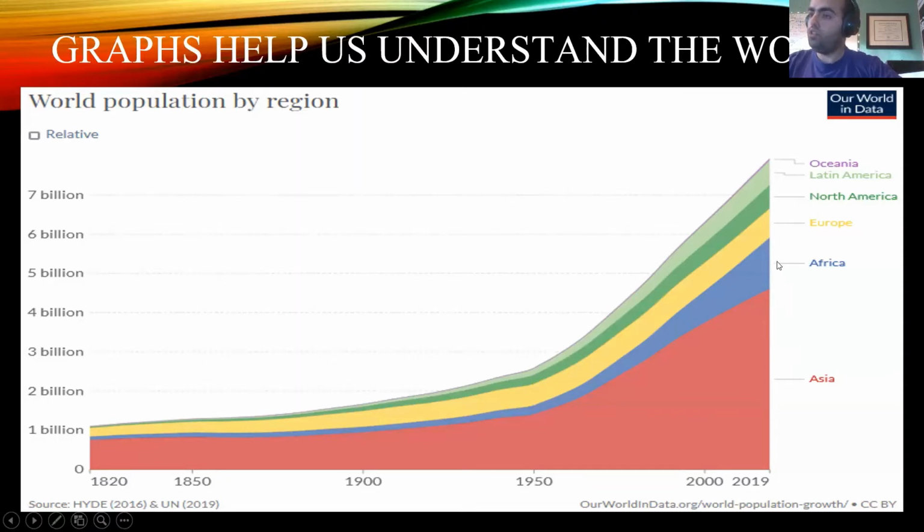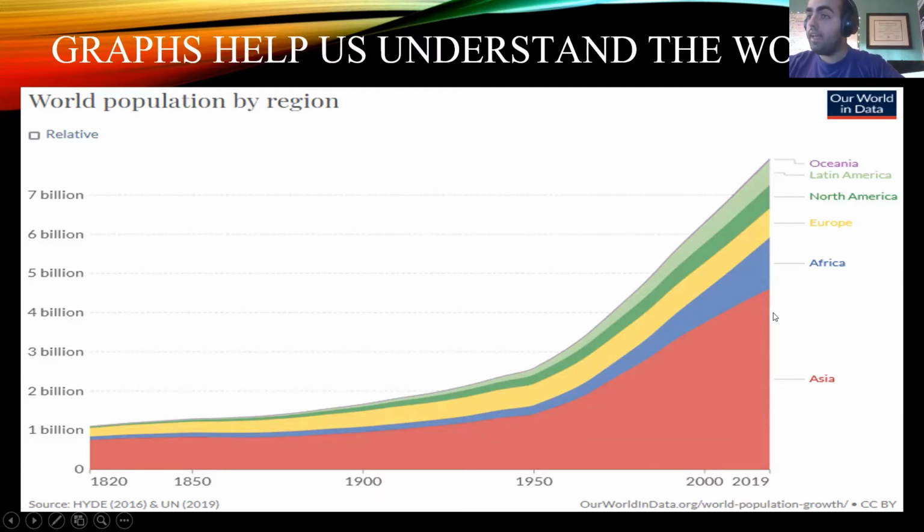If you're in the social sciences, you'd be very interested in graphs like this for the implications that this has. If populations are increasing, there's lots of different things that, for example, a social scientist who's interested in child poverty around the world would care about, because if there's an increase in population, generally that is going to correlate with an increase in things like child poverty as well.